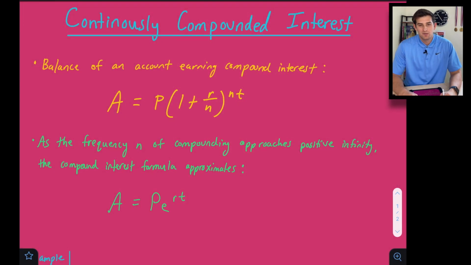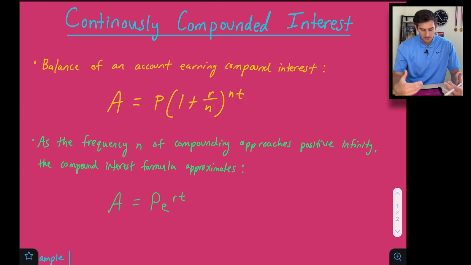In this video, we're going to talk about continuously compounded interest. So how is this formula different than just the compound interest formula? Well, at the top we see, and we've done a previous video on compound interest, and I'll link that in the cards right now, the balance of an account earning compound interest would use this formula: A is equal to P times (1 plus R over N) raised to the NT power.